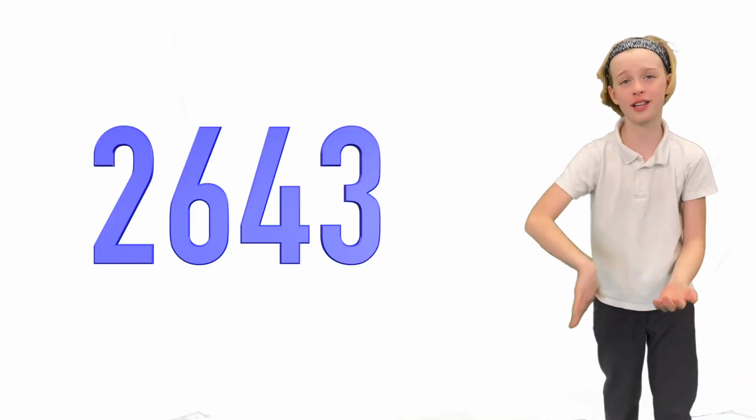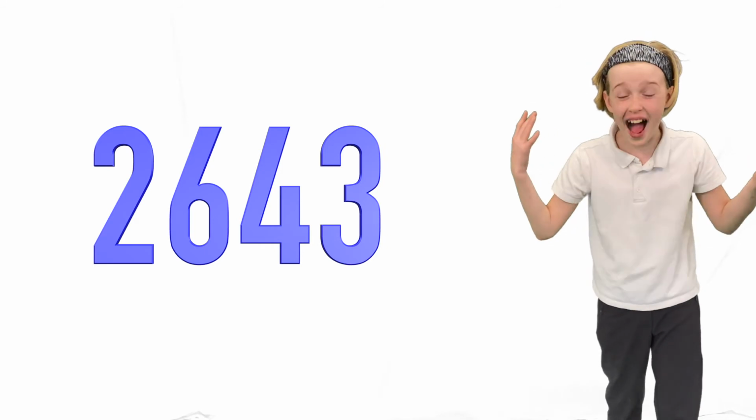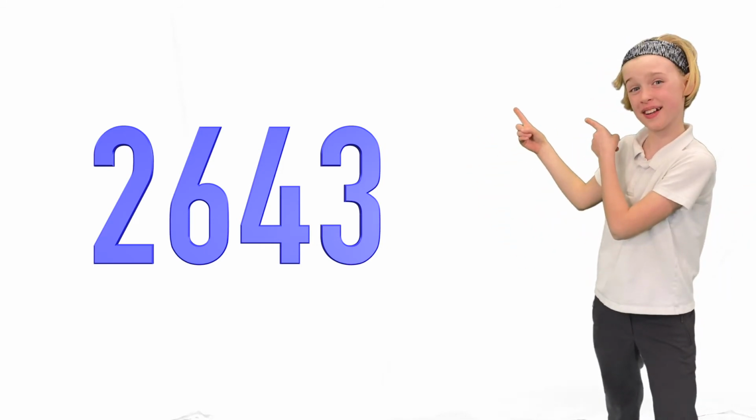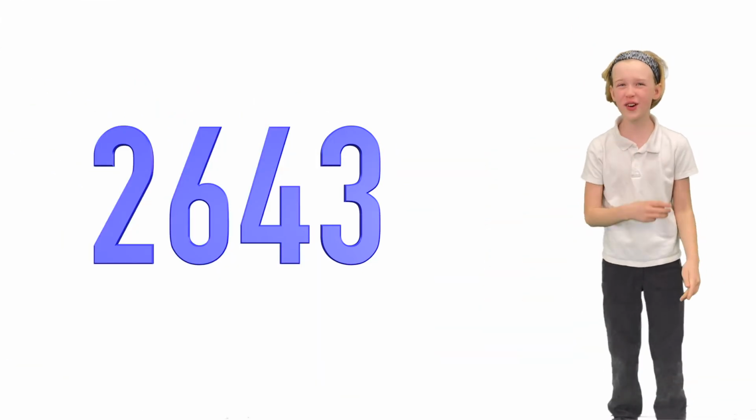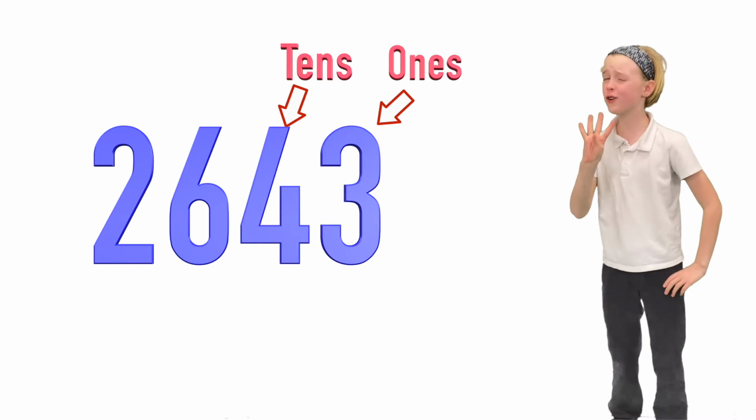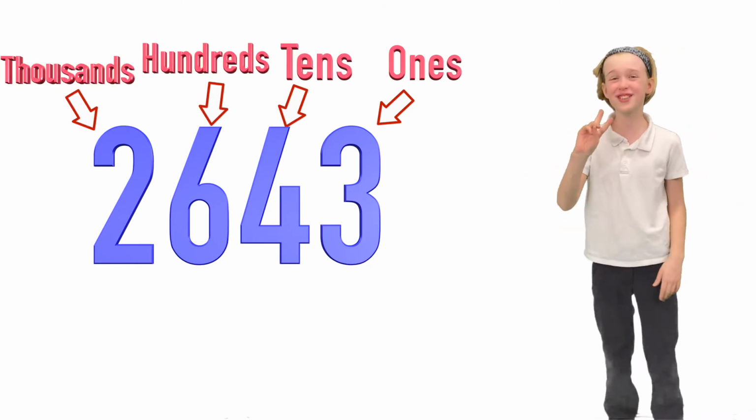Time for some questions. Can you work out how many ones, tens, hundreds and thousands are in this number? That's right, it was 3 ones, 4 tens, 6 hundreds and 2 thousands.